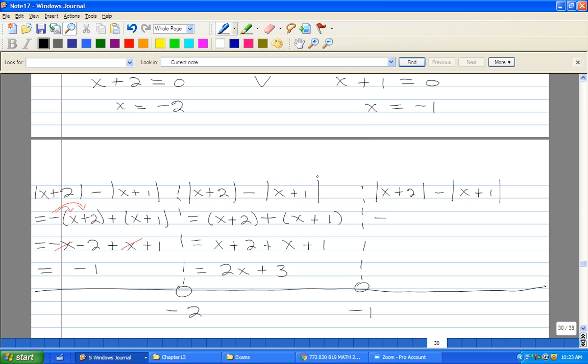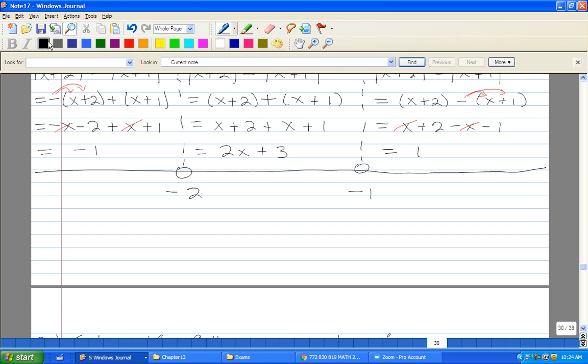Thank you. So take a number greater than negative 1. So this will be positive. This will also be positive. So I don't have to change signs. So we get x plus 2. Let's distribute the negative inside of the parentheses. So minus x minus 1. And so the x's cancel. And I just get 1.